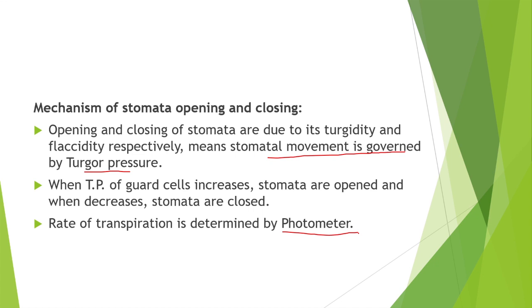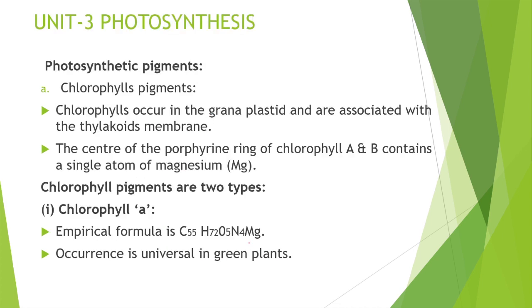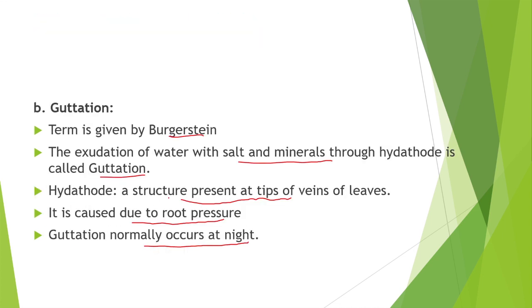Next process is guttation. The term guttation was given by Bergerstein. The exudation of water with salts and minerals through the hydathodes is called guttation. These hydathodes are structures present on the tips of veins of the leaf. It is caused due to root pressure. Guttation normally occurs at night when the stomata are closed. At that time, the plant secretes some excess fluid from the blades of the leaf.